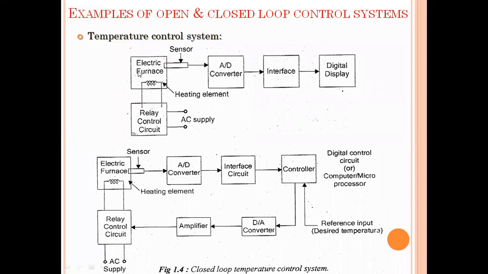So for heating, or for getting the temperature, we will have a heating element here. You can see this is the heating element. Because of this heating element, we will get the heat in the electric furnace, right? This heating element can be energized by means of an AC supply, which is taken here. And this AC supply is given to the relay control unit. In this relay control unit, we will fix the time. Suppose I want to heat this element for 10 seconds. So in this relay control unit, we will keep 10 seconds.